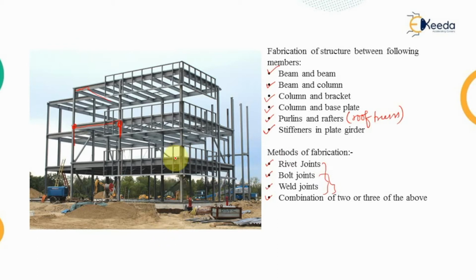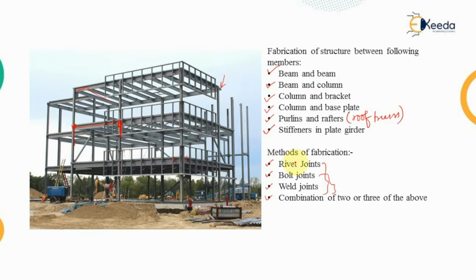Now, a good connection requires that it should be rigid enough. That means there should not be any relative movement between the different elements that are to be connected, so that fluctuating stresses may be reduced. Similarly, there should not be any weakening of the parts which are connected together, and the connection that we are providing should be easily installed and inspected, and if it requires maintenance in the future, it can be done easily. So that is the requirement from a good connection.